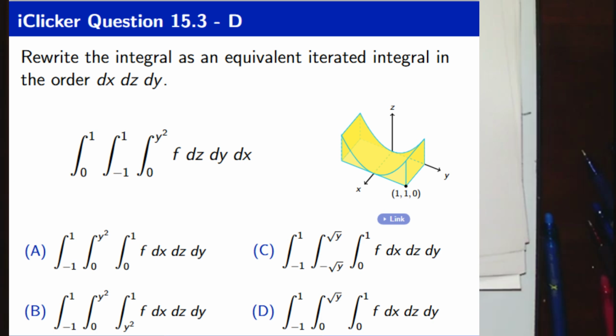Z is between what and what? 0 and y squared, z equal to y squared. Then what is y between? -1 and 1. What is x between? 0 and 1. Now, the order that they want is dx first. So what is x between, what two surfaces?